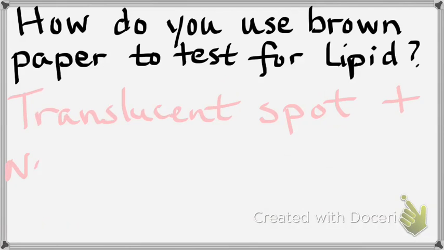What if you get no translucent spot? No, you do not have lipid. You can get a spot, but if no light's coming through it, then no for lipid. I'll just give you an example. Some of you on your unknown, you may remember you got starch. And so you did get a white spot on your brown paper, but when you held it up to the light, no light came through. Because starch will leave a spot, but not a translucent spot. Okay, on the brown paper test.